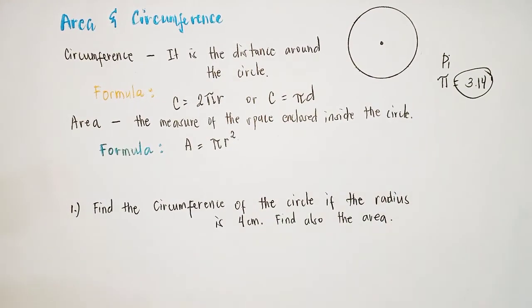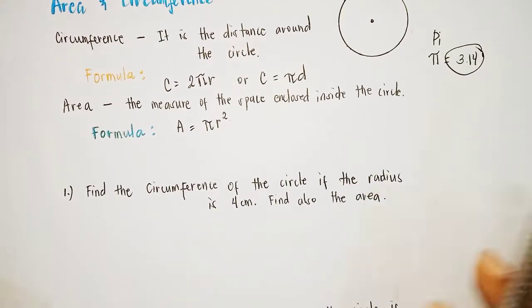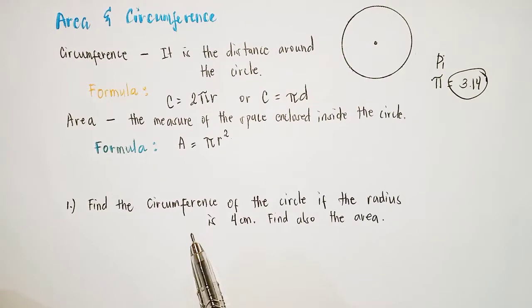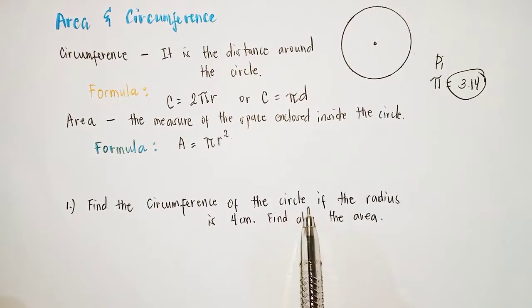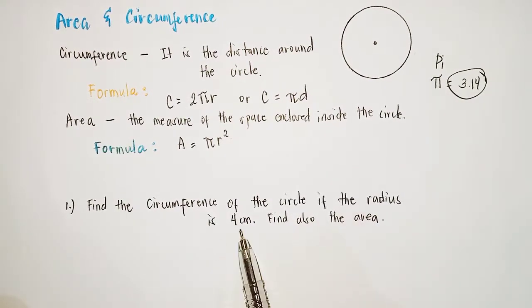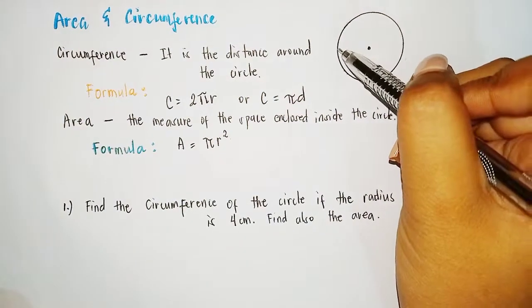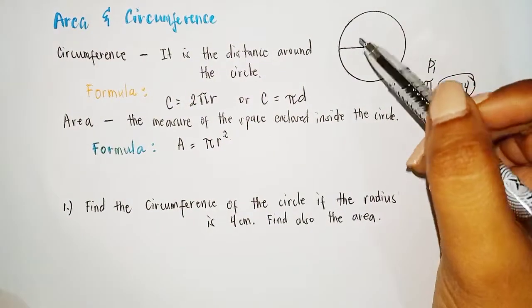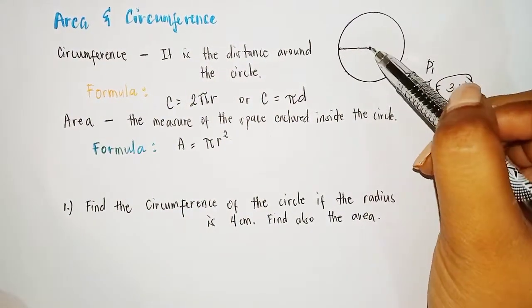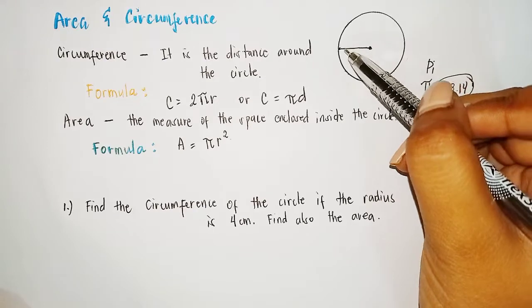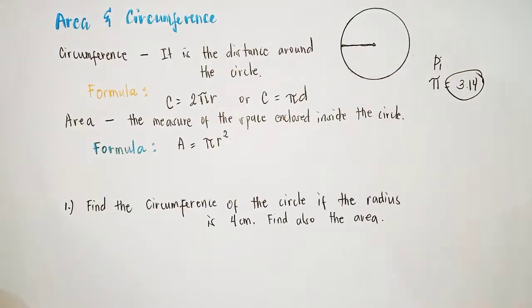And then, now, we are going to solve problems involving the area and the circumference of the circle. We have here, number 1, find the circumference of the circle if the radius is 4 cm. Find also the area. So, alam naman natin, when we say the radius, ito siya. It is a segment whose endpoints are on the circle and the center of the circle. Ayan yung sinasabi nating radius.